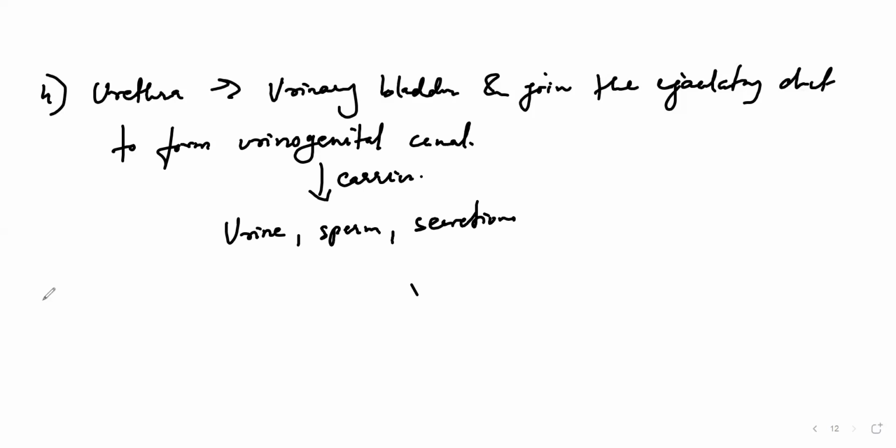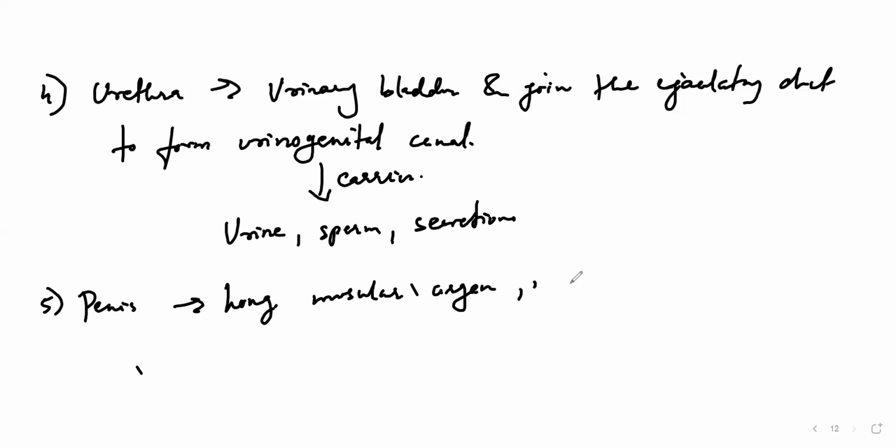Then comes the last thing, which is the penis. This is the external part, the long muscular organ, which is basically made up of erectile tissue. Okay, so this organ is responsible for the transfer of sperm into the vagina of the female body during the copulation process. So these are the primary parts.